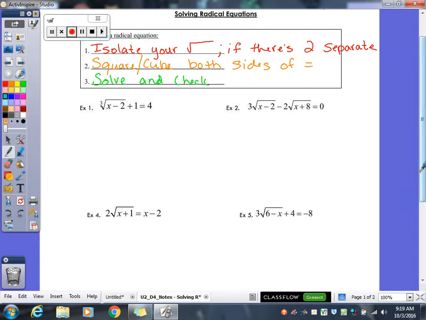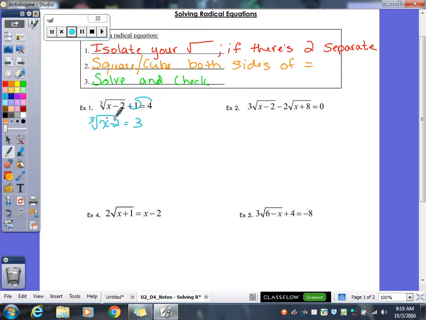We have one radical sign, we have our cube root of x minus 2 here. So we're trying to solve for x, that is our ultimate goal. So first thing I'm going to do is I'm going to take my 1, I'm going to move it over to the other side of the equal sign by subtracting it. So that's how I get the cube root of x minus 2 equals 3. So now my radical is isolated.